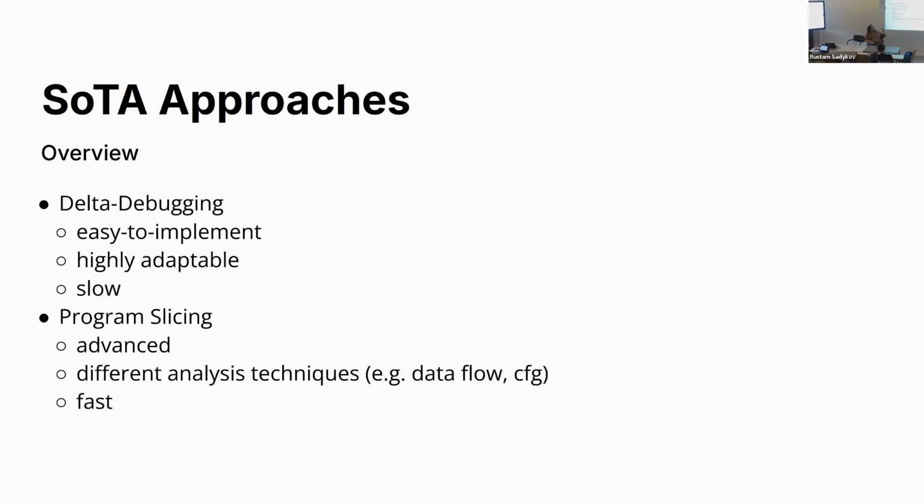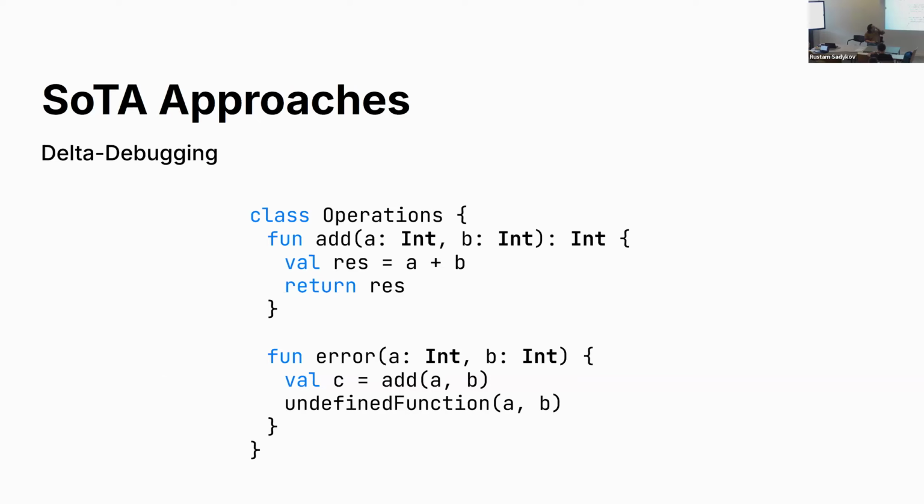And there is program slicing, which is an advanced technique. It's extremely fast, but it requires more effort to implement. For example, we should implement different analyses like data flow analysis, control flow graph building, and so on. Let's delve into these two approaches. Let's start from delta debugging.